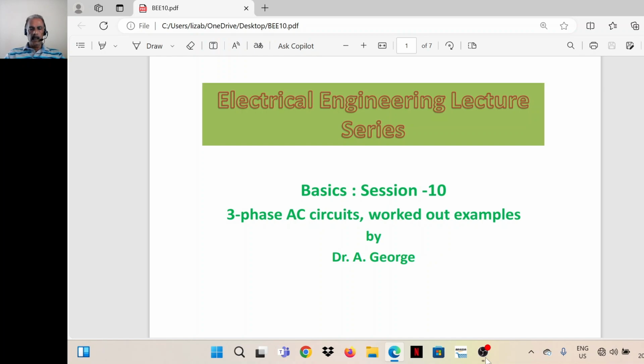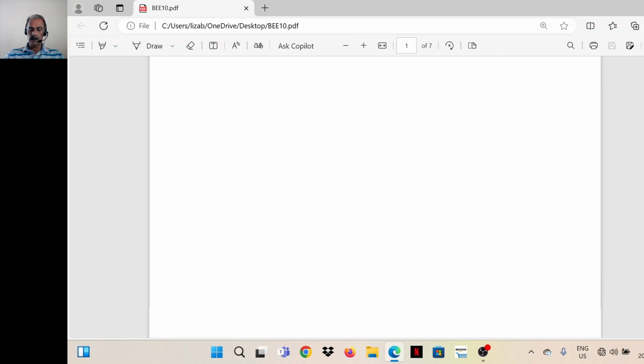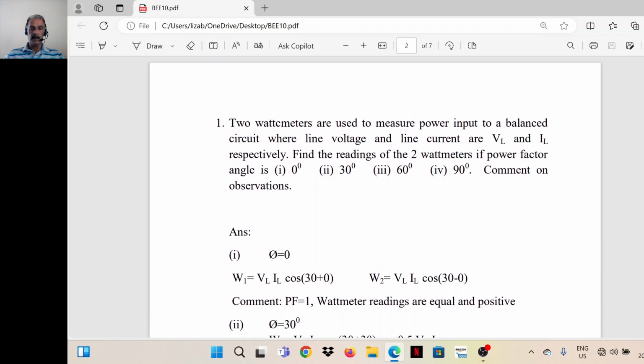So this is session 10. In today's session, we'll be working out some examples in three-phase AC circuits. So the first example is: two wattmeters are used to measure the power input to a balanced circuit where the line voltage and line currents are VL and IL. Find the readings of the two wattmeters if the power factor angle is 0 degree, 30 degree, 60 degree, 90 degree. Comment on observations.